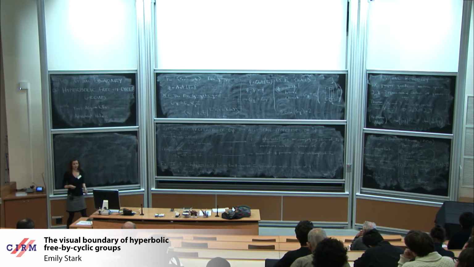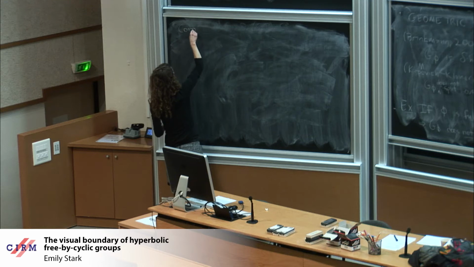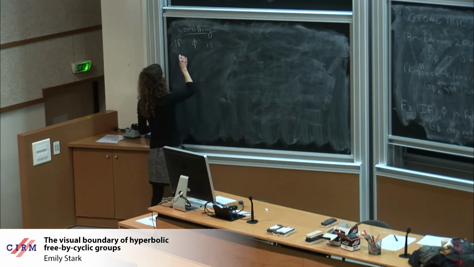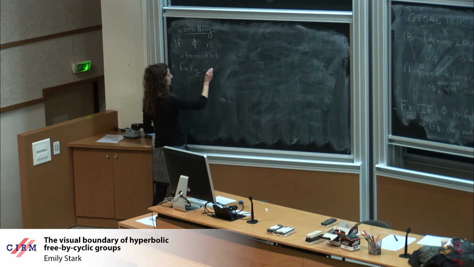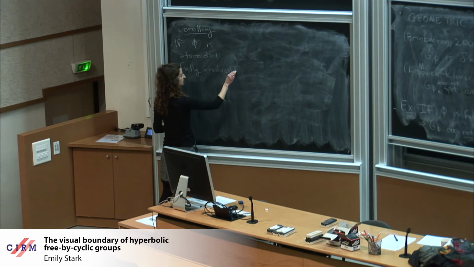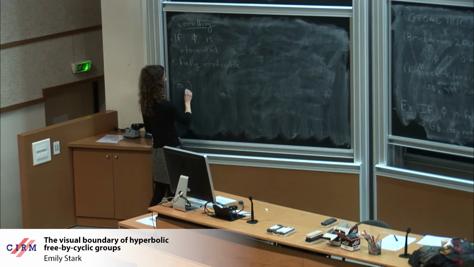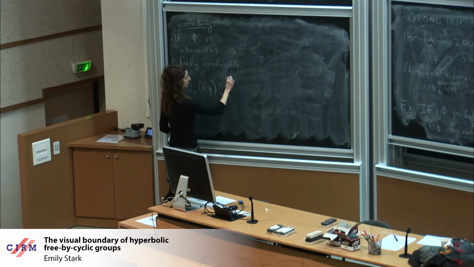You can easily compute the Euler characteristic of a free-by-cyclic group using the mapping torus and see that it's 0. So their theorem has the following corollary. If the outer automorphism phi is atoroidal and fully irreducible, so the free-by-cyclic group is hyperbolic and does not split over the integers, then the visual boundary of the free-by-cyclic group is homeomorphic to the Menger curve.